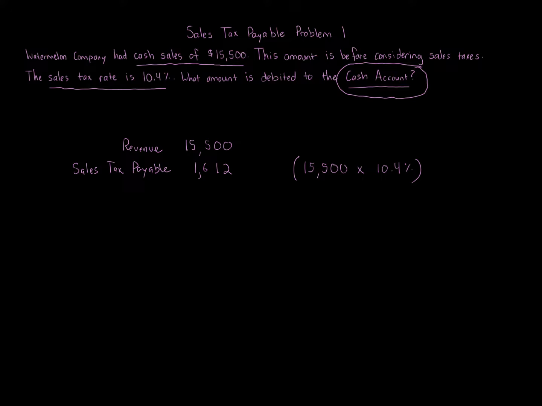And that would be the final journal entry. That's what we're looking for here. We're looking for the amount of cash. So we just sum up those two numbers. We get the sum. And that is what cash equals. So cash is going to equal $17,112. So I did this in a journal entry approach to help you understand what accounts are involved and what's going on. But the question is asking how much cash. The answer is $17,112.